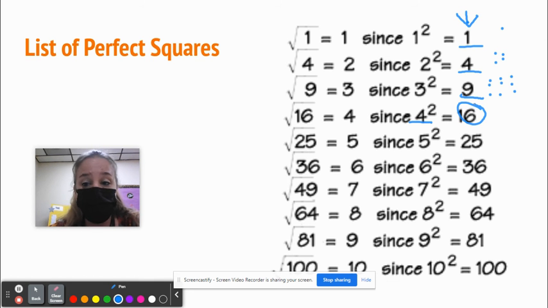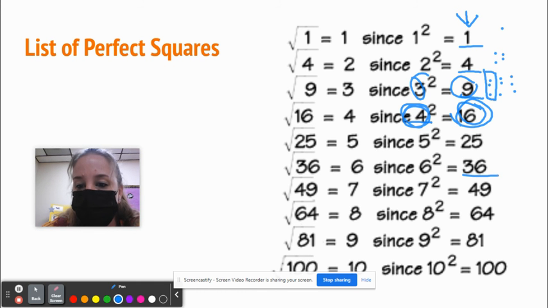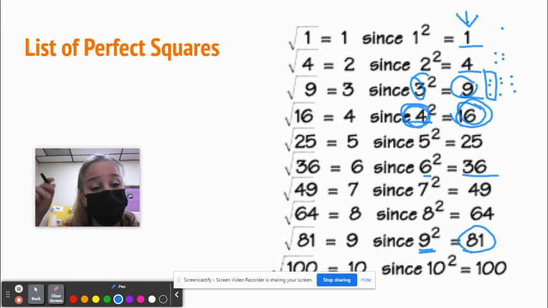Now, the square root, right? The square root of 16, for example, is 4, right? Because that's the root of where the square is coming from. So the square root of 9 is 3. Square root of 36 is 6. The square root of 81 is 9. So asking for a square root is asking what number multiplied by itself produces this thing.